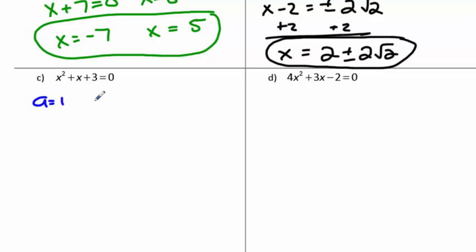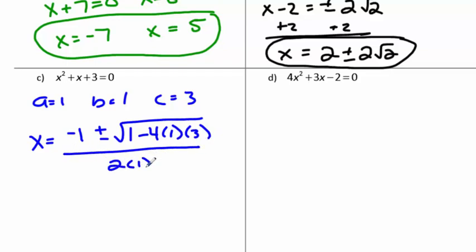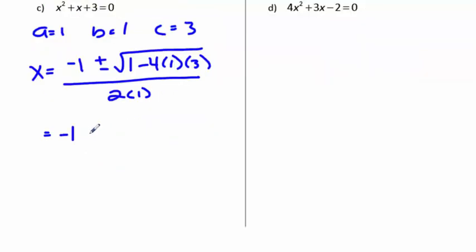So a is 1, b is 1, and c is 3 since it's already set equal to 0. And we're going to get x equals negative b, negative 1, plus or minus the square root of 1 squared, which is 1, minus 4 times a, which is 1, times c, which is 3, over 2 times a. So that gives us negative 1 plus or minus the square root of 1 minus 12 over 2.